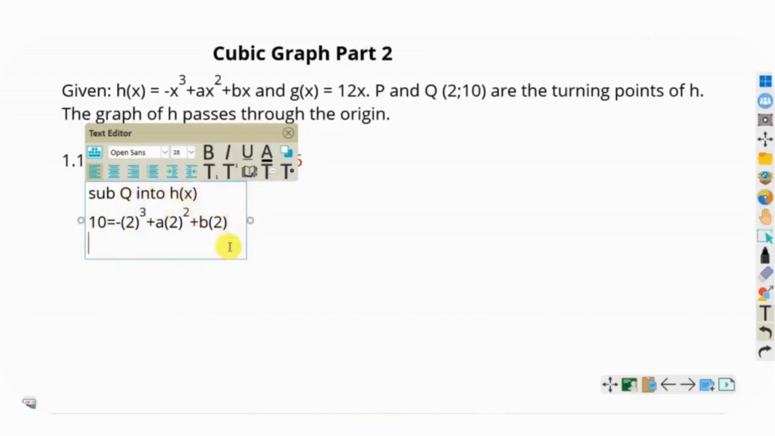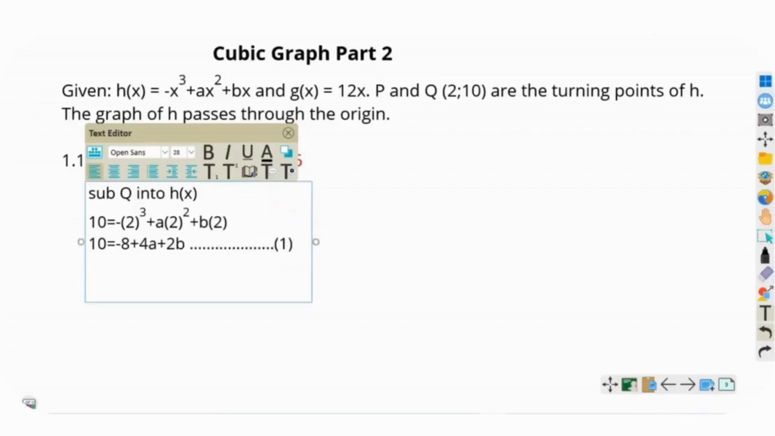Okay, so let me simplify it further. So this is 10 equals negative 8 plus 4a plus 2b. Okay, I'll call that equation 1.